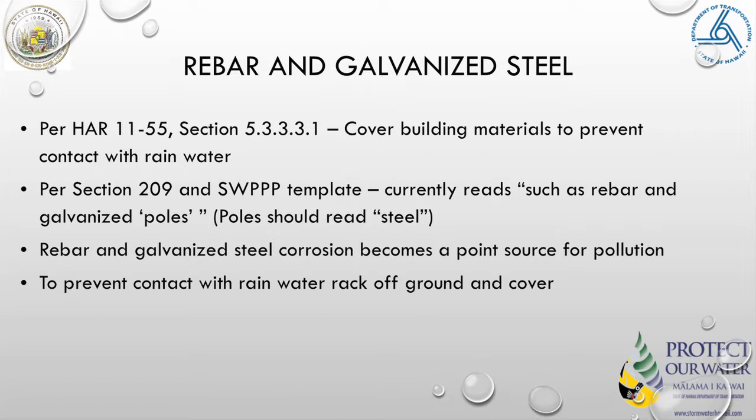Rebar and galvanized steel. AR 1155 says cover building materials to prevent contact with rainwater. In 209 and your SWIP template, it says such as rebar and galvanized poles. Should read galvanized steel. They become point sources of pollution. To prevent contact with rainwater, you should rack it off the ground and cover it.